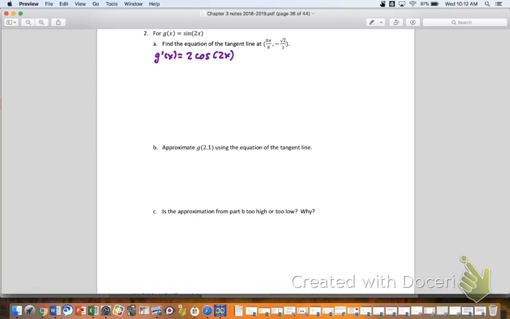Of course, this is going to be the slope of the tangent line at any point. I don't really care about the slope at any point. I want to know what's going on at my point of tangency. So I plug in 5 pi over 8, and I get 2 cosine of the 8 and the 2 cancel to give me 5 pi over 4. And that means that g prime of 5 pi over 8 equals negative root 2, right? Because the 2's would cancel when you do 2 times negative root 2 over 2.